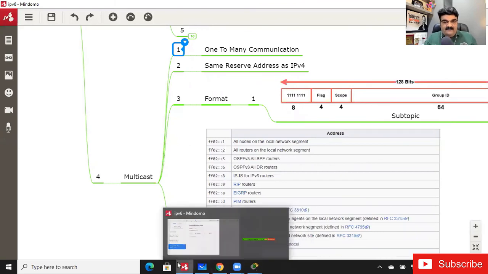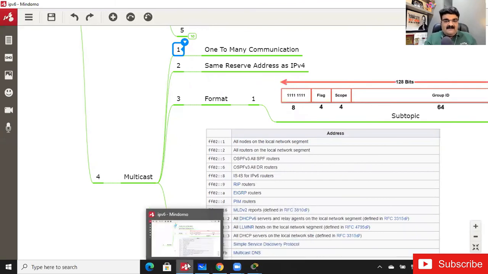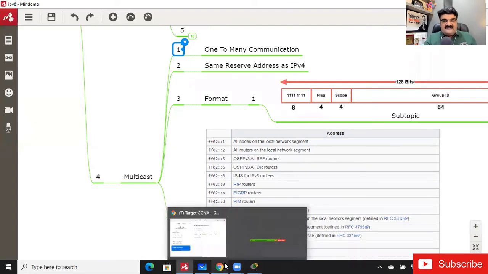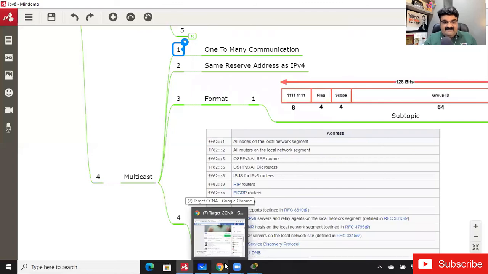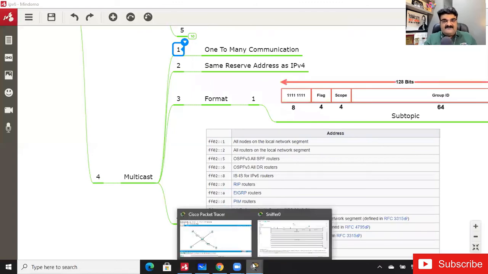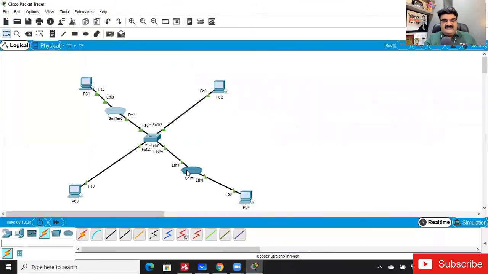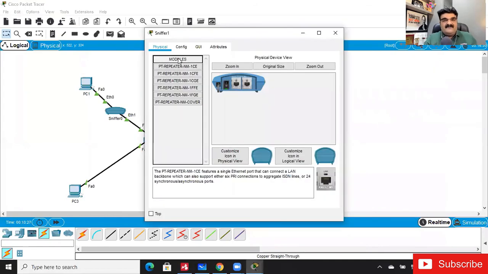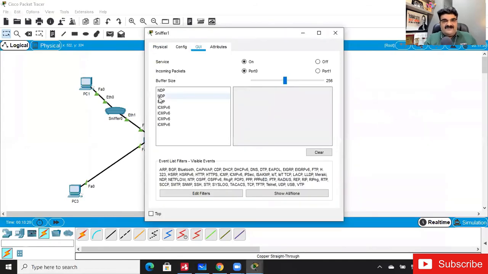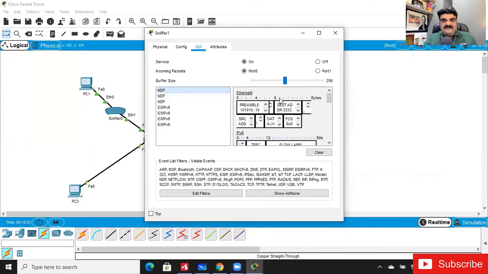Right now, if you want to capture the neighbor solicitation message from the client, or the neighbor advertisement message, you can capture it in this particular sniffer tool. You have to go to the GUI, and if you click over here you will get the reply.